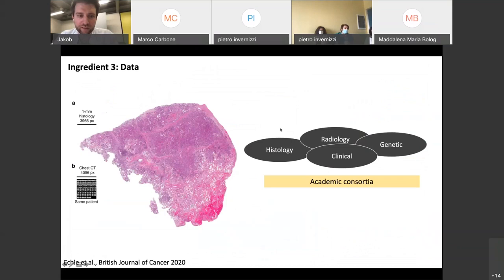The third ingredient that you need to get started in this field is data. And I showed you before that for the colorectal cancer projects, we collected a lot of data in this international consortium. Ideally, data becomes more valuable if you have not only histology, but also radiology, clinical and genetic data. And this is, of course, mostly possible in academic consortia where different medical centers collaborate and share the data.